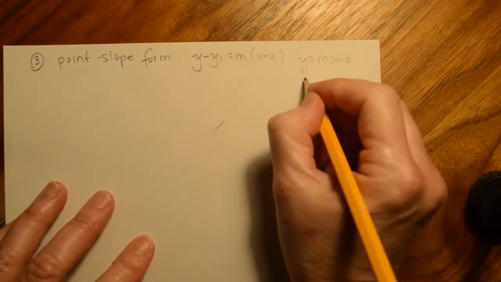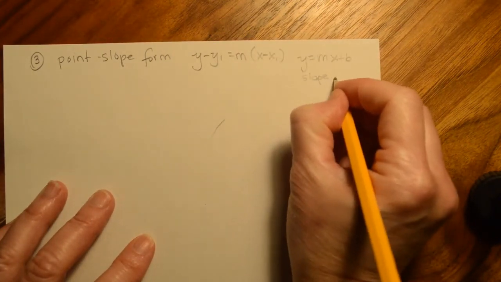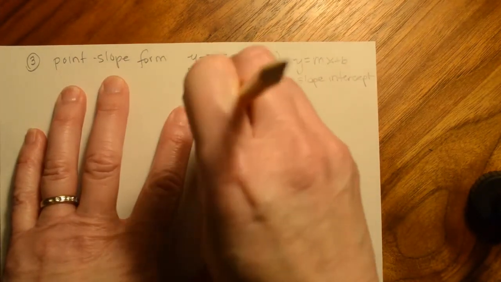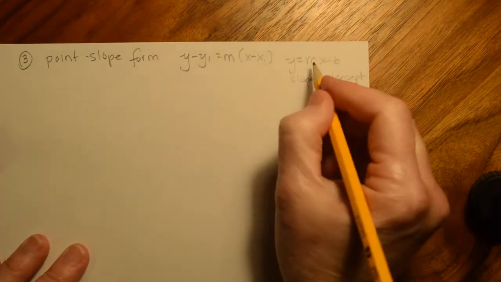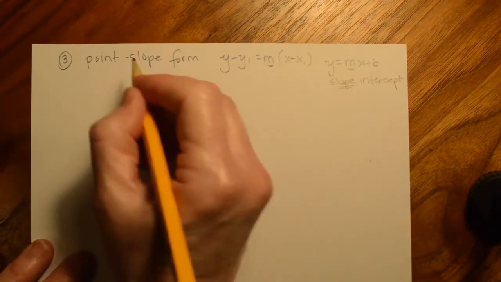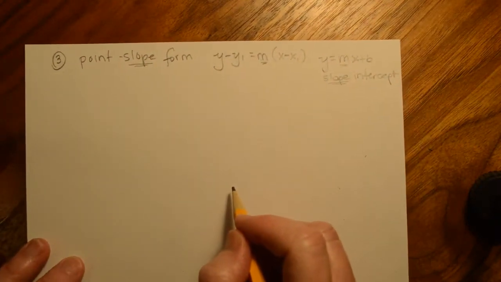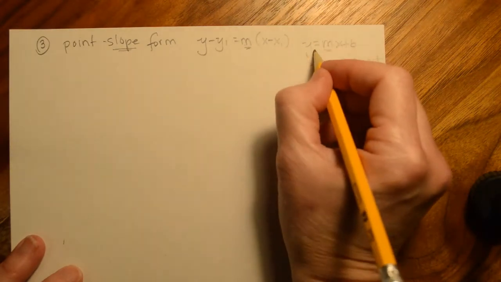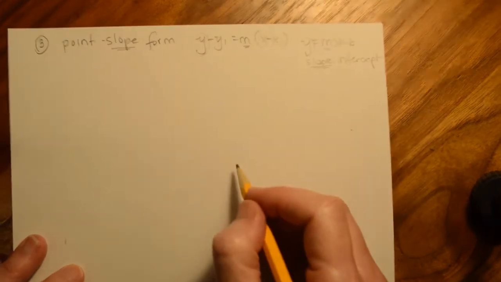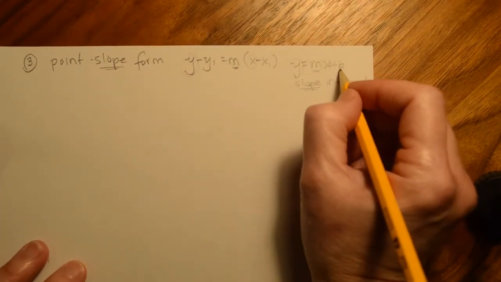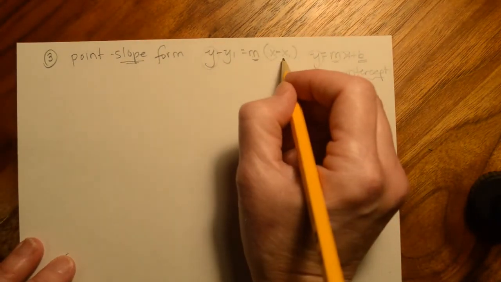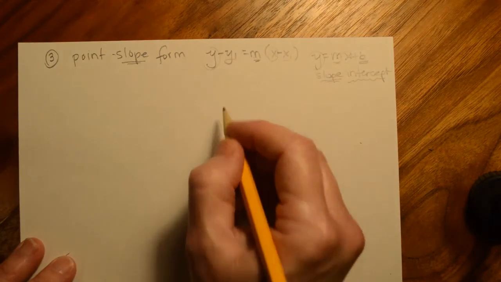And again, this is called slope-intercept. If we were to make some comparisons here, we would notice that each of them has a slope in it. You can see the m here and the m here. You can see the word slope in each of their names. Some other similarities would be they both have a y in them and they both have an x in them. The difference here would be this one has a b, and again, that is the y-intercept. And this one has an x1 and a y1, right?